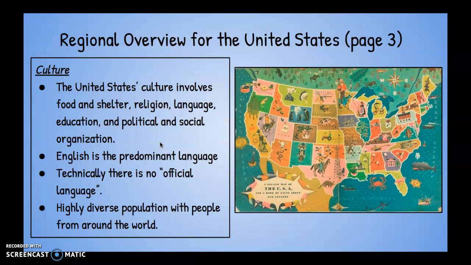The second bullet point says English is the predominant language. Technically, there is no official language. I think that's so interesting. The last bullet point says a highly diverse population with people from around the world. That's a huge part of our culture in the US.